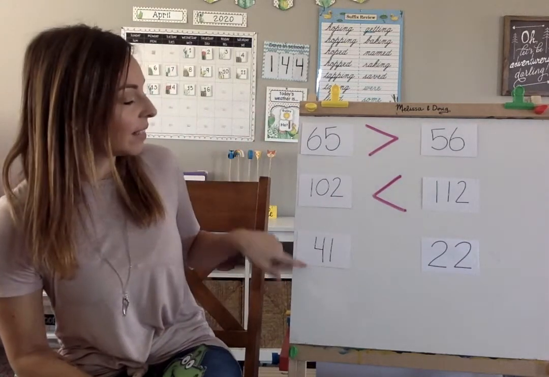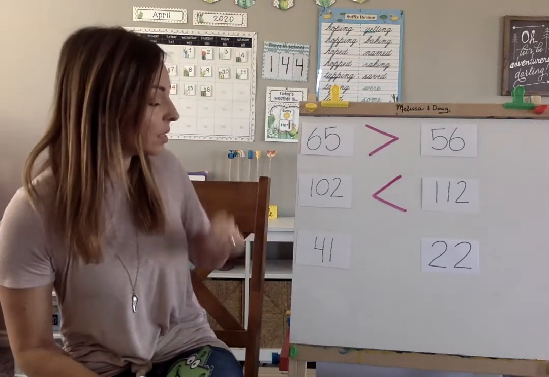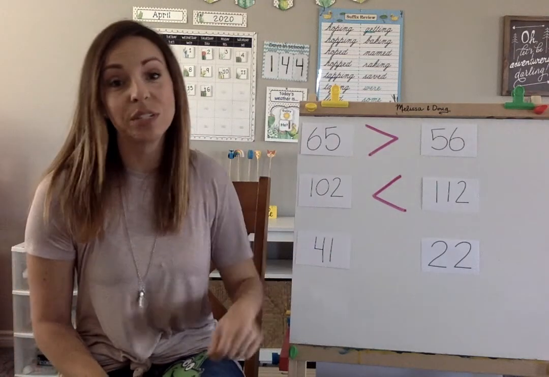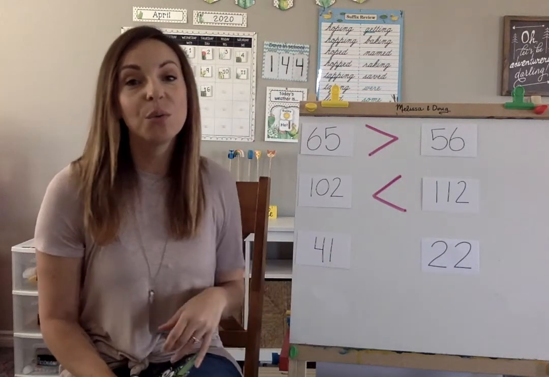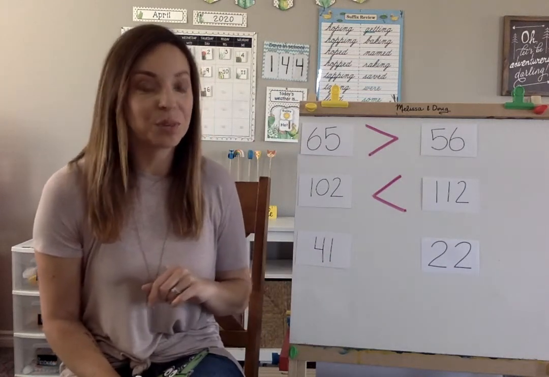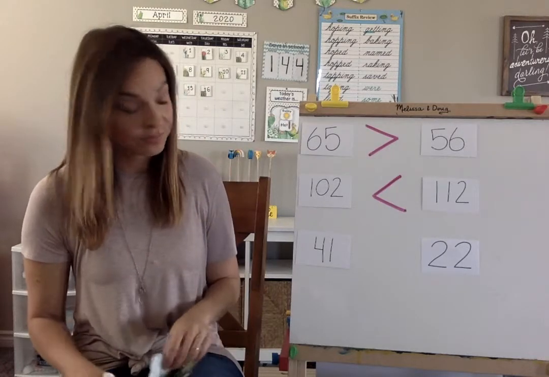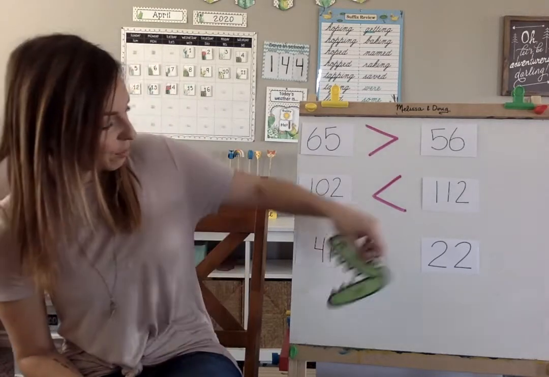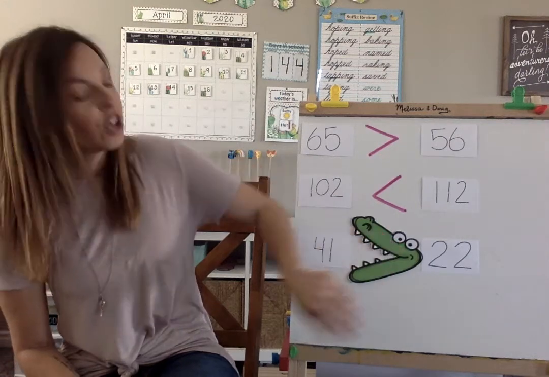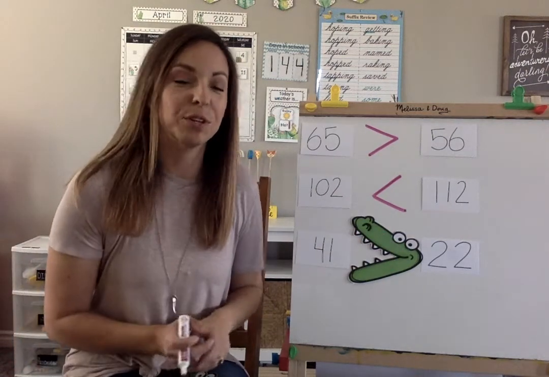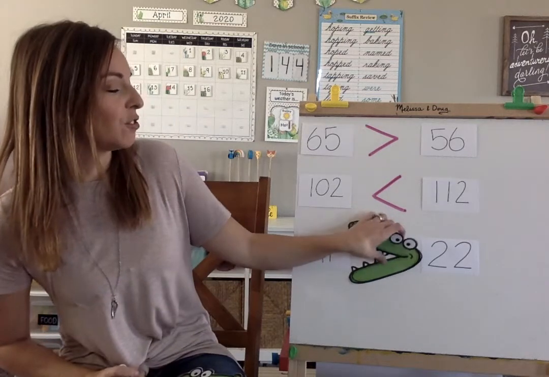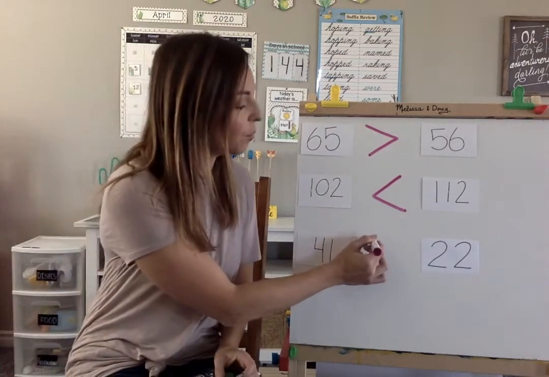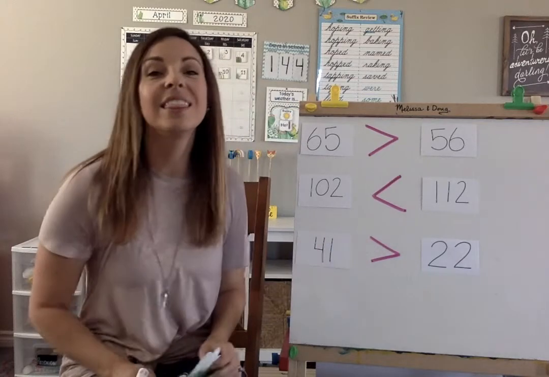And then my very last set of numbers, 41 and 22. Is 41 greater than or less than the number 22? That's right. The number 41 is greater than the number 22. So my alligator is going to want to eat the number 41. So we can draw our symbol open towards the number 41.